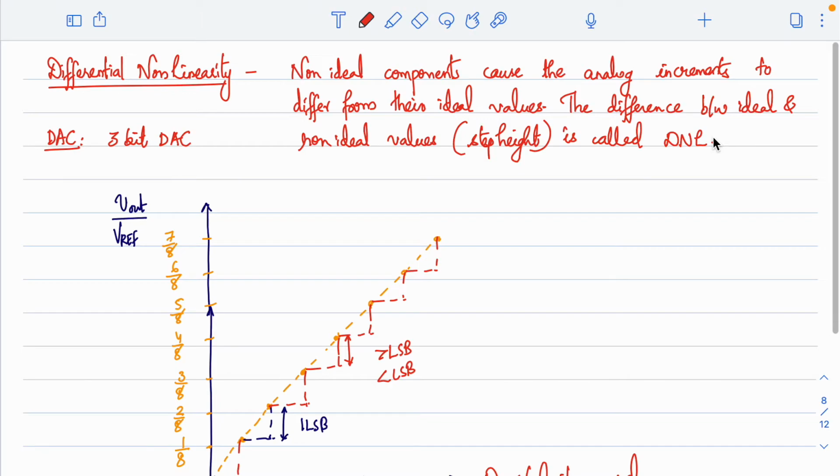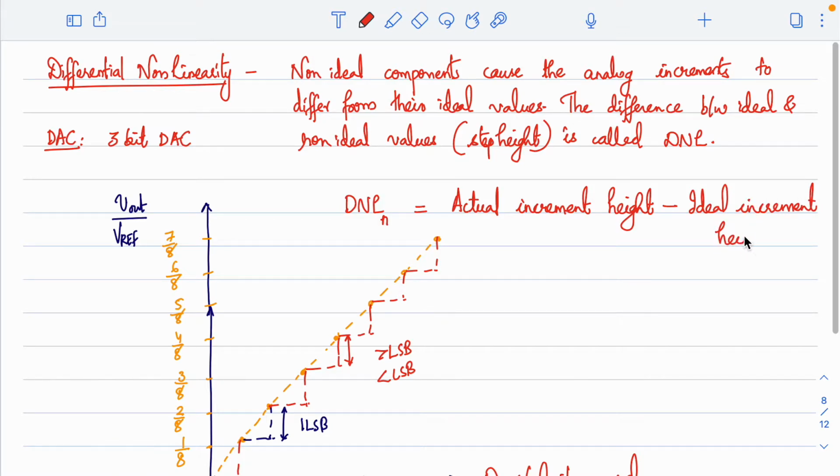If I want to write it in the form of an equation, I can say the differential nonlinearity corresponding to the nth input bit transition is the actual increment height of the step minus the ideal increment height. The ideal increment height is always 1 LSB. So actual increment height minus ideal increment height is the DNL for that specific bit change, that specific input transition. All right.